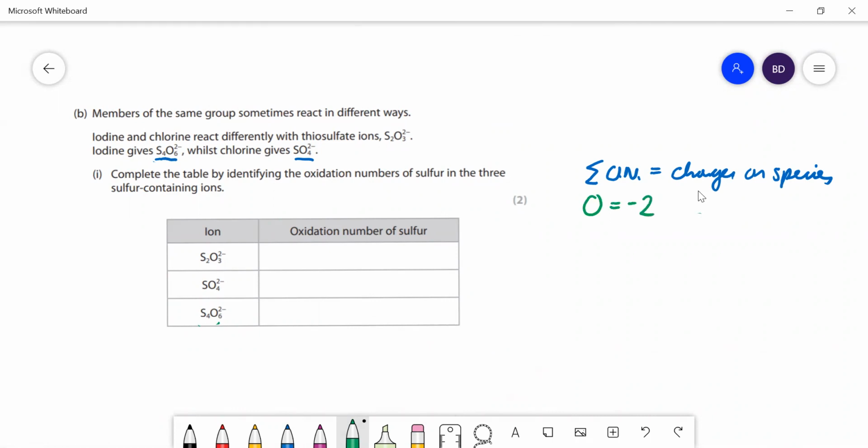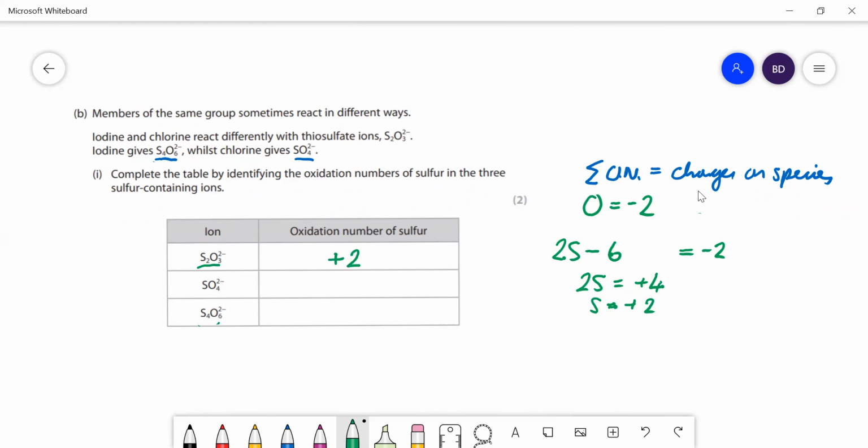So let's do the thiosulfate ion first. So we're going to get the charge on the species is -2. We've got 2 sulfurs, they're unknown. We've got 3 oxygens, each of which is -2. So that's -6 for the oxygens. Do a little bit of algebra. 2S is equal to +4. Divide by 2, S is equal to +2. S has got an oxidation number of +2 in the thiosulfate ion.